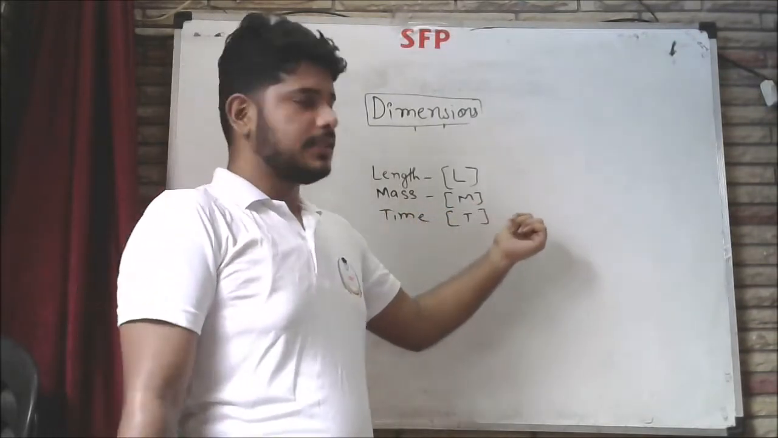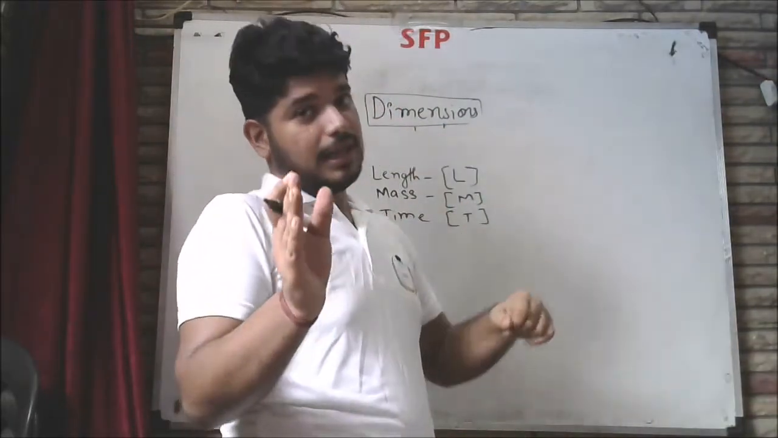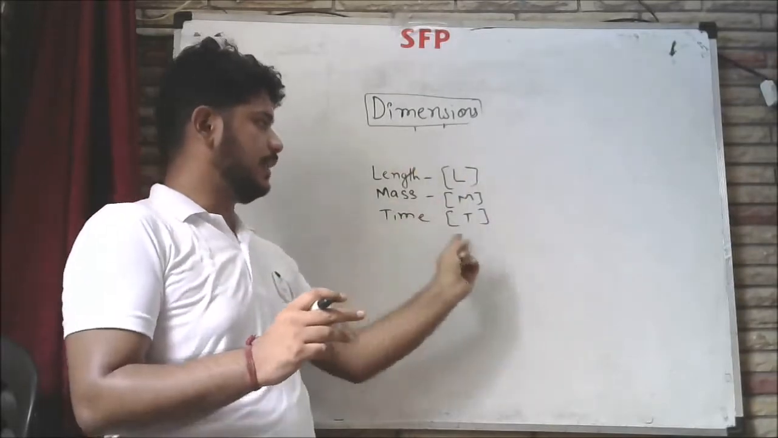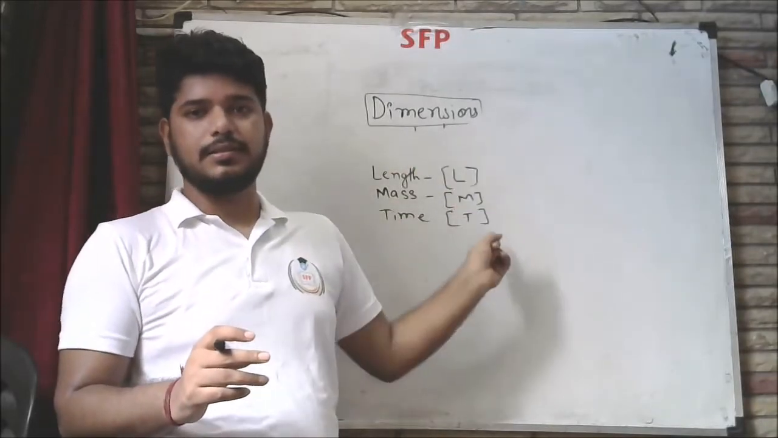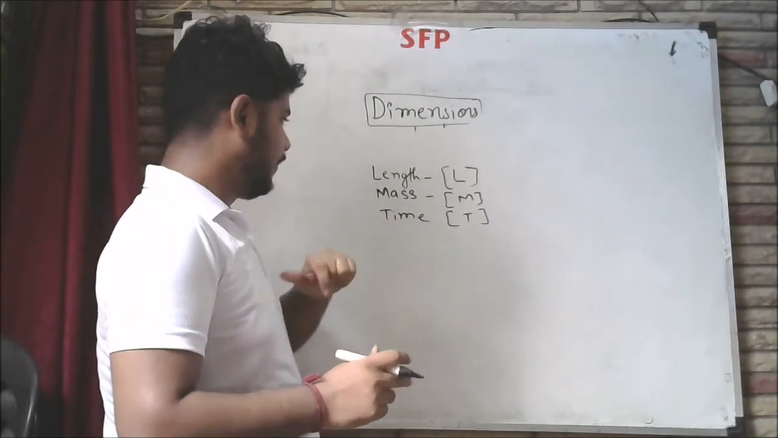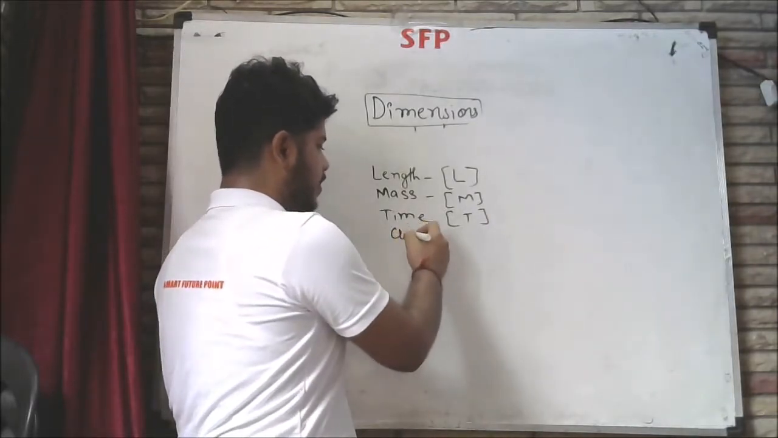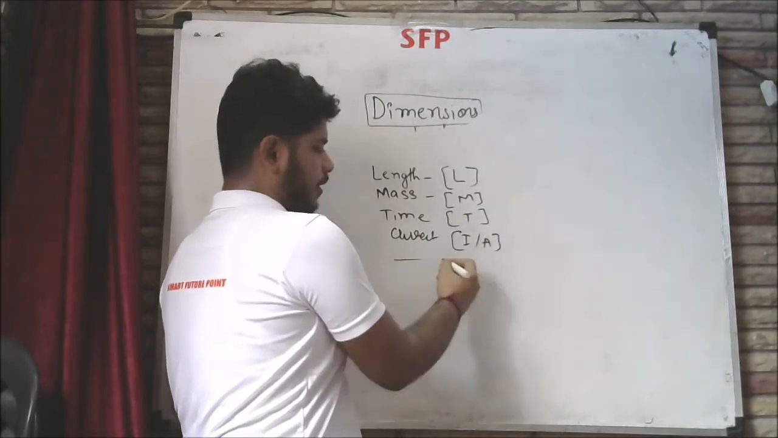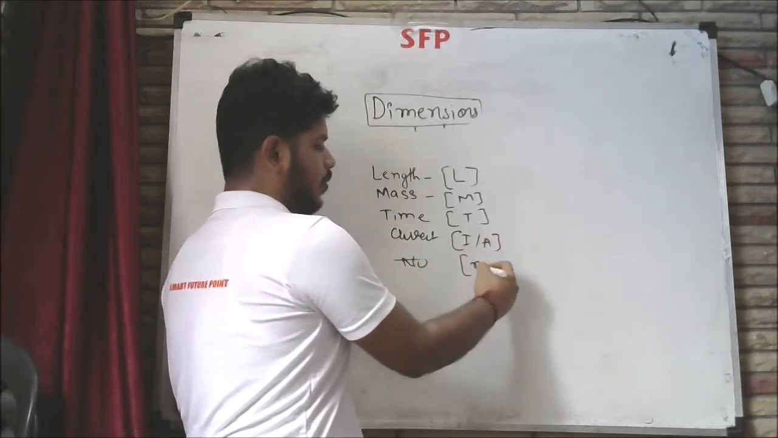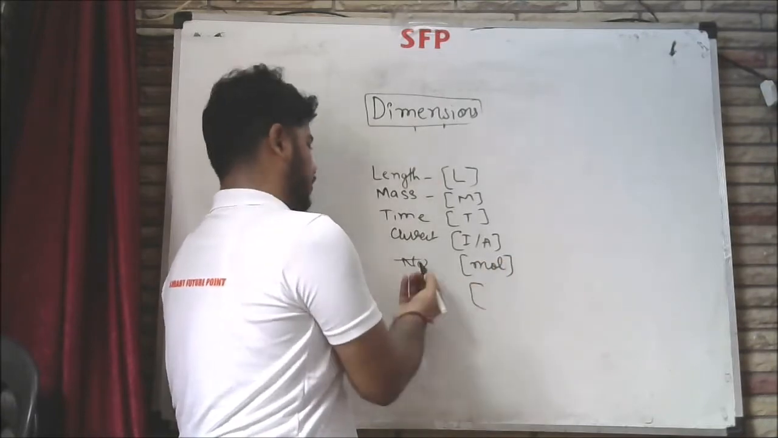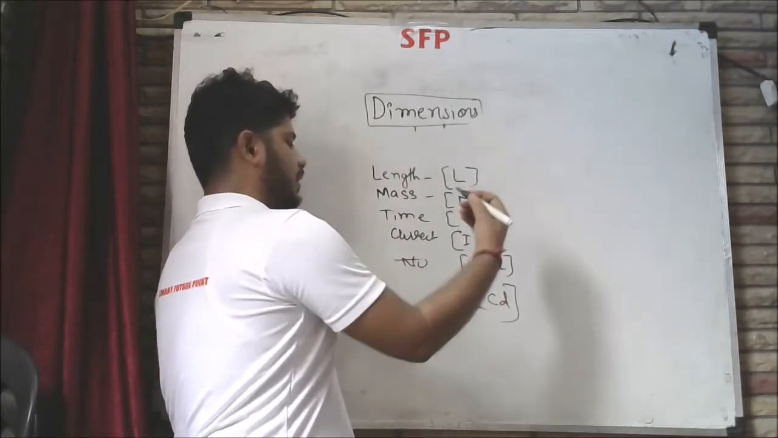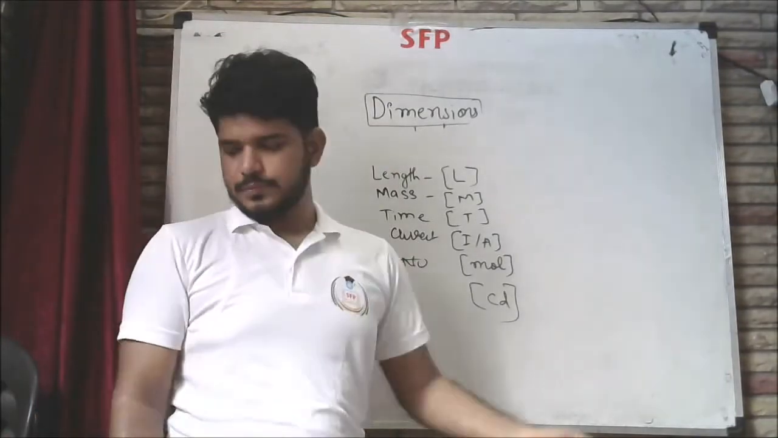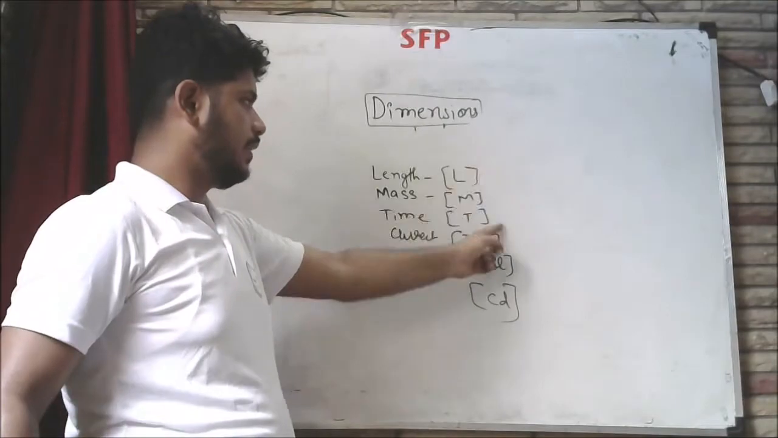So in mechanics, meaning till class 11th of the first book, we are going to deal mainly with these M, L, T: mass, length, time. Fine. If I take current, it has I or A. If I take number of particles, it has mole. If I take luminous intensity, it has candela. Fine. So mainly we will deal with this.